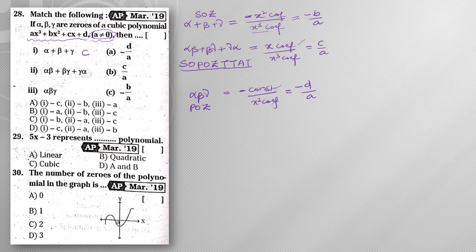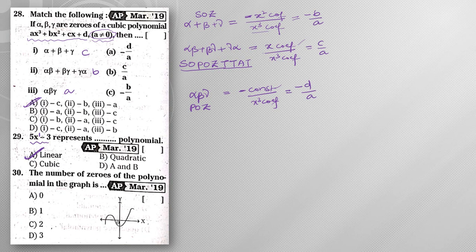For the first one, option is c. For the second one, option is b. For the third one, option is a. So c, b, a. So option a is my answer. Next, 5x minus 3. If you observe, x power 1, it is nothing but a linear polynomial. Already in your 8th class and 9th class you have learned about this, right?